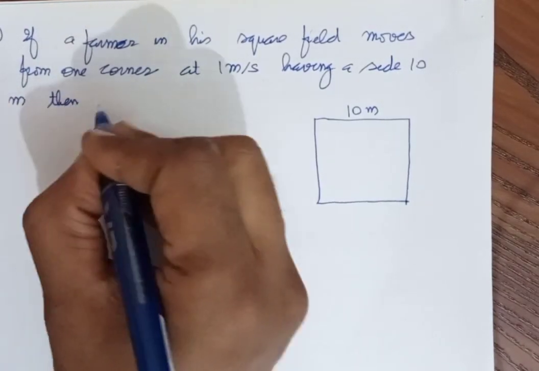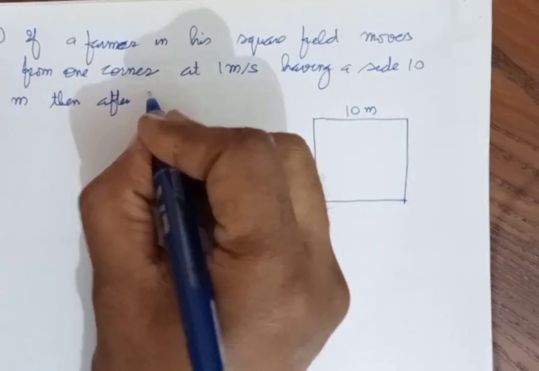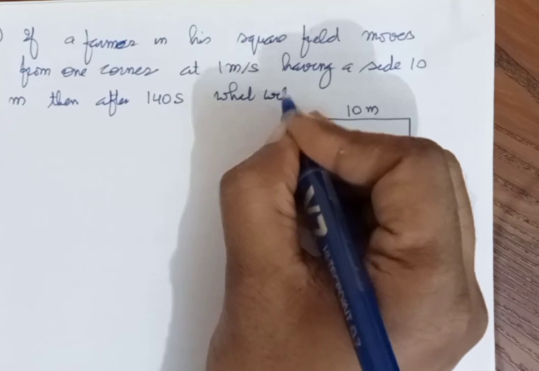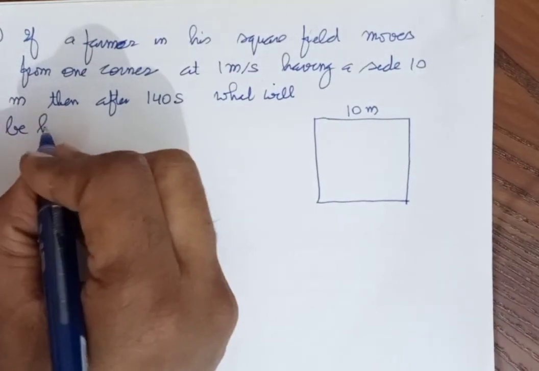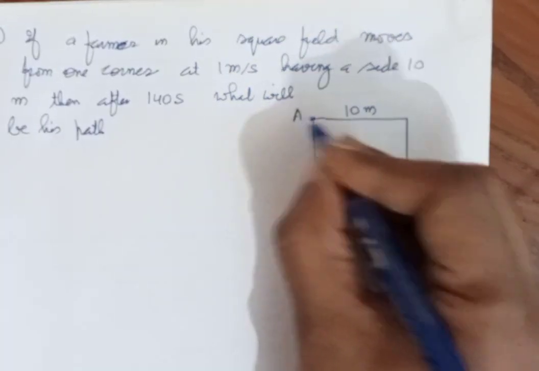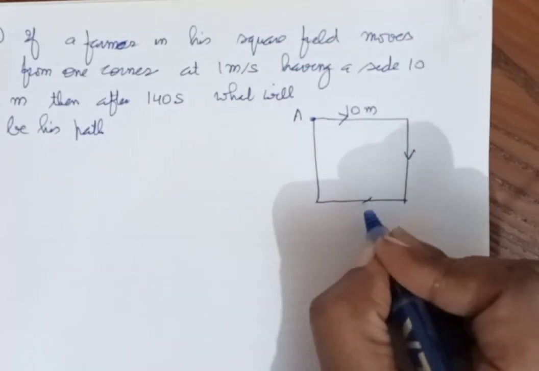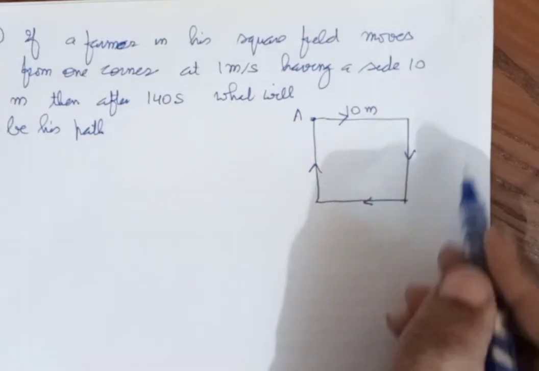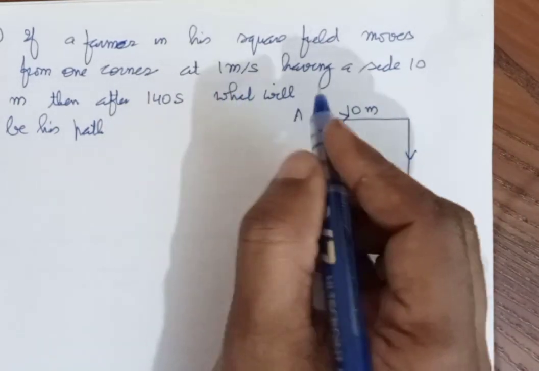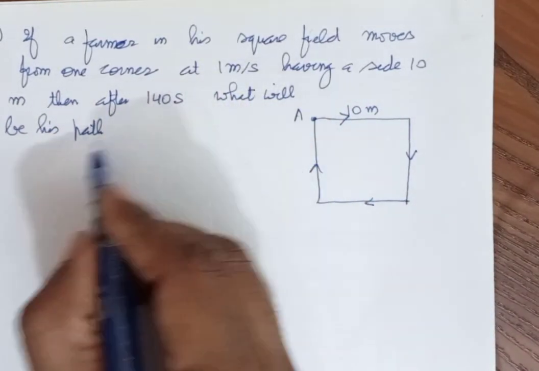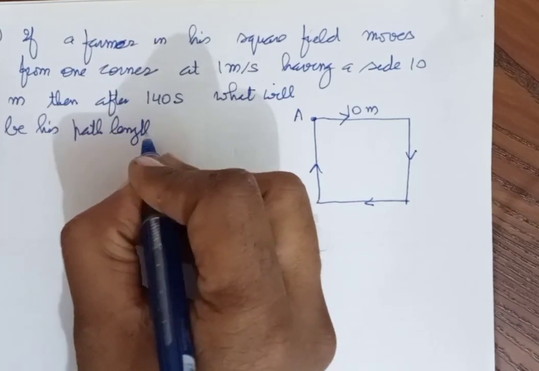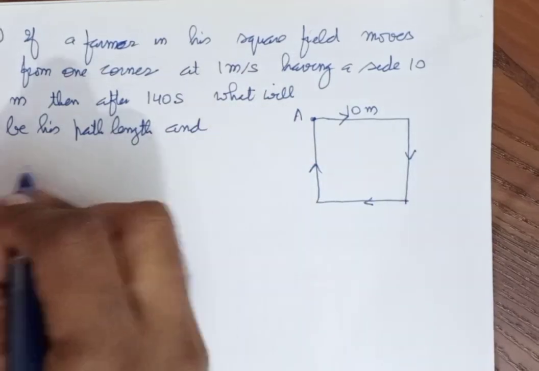Then after 140 seconds, what will be his path length? He is moving from A and keeps on moving along the periphery, at 1 meter per second. So after 140 seconds, what will be his path length and displacement?